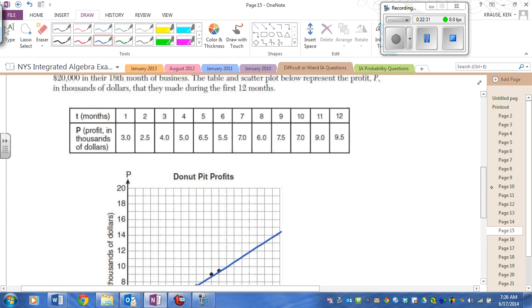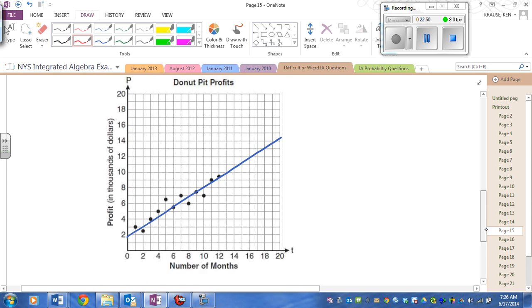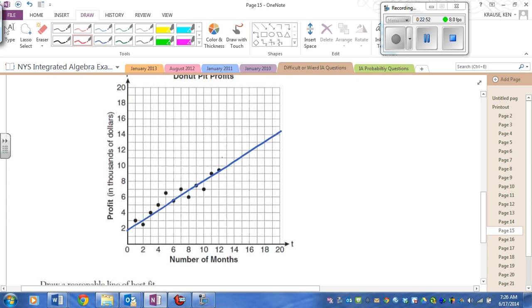What do we do to read this problem? So let me highlight it out. Megan and Bryce will reach their goal. Their goal is to reach a profit of $20,000 in 18 months. Tailor the scatter plot for the first 12 months. So what we have here is they only got the data for 12 months, and you've got to extrapolate, which means go beyond. Interpolate means to do what's inside. Extrapolate means you're going to go on the exterior.